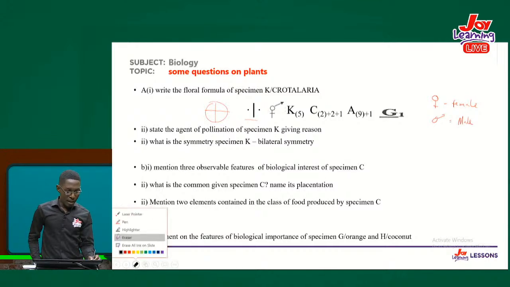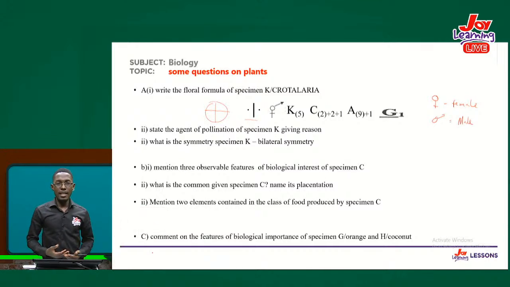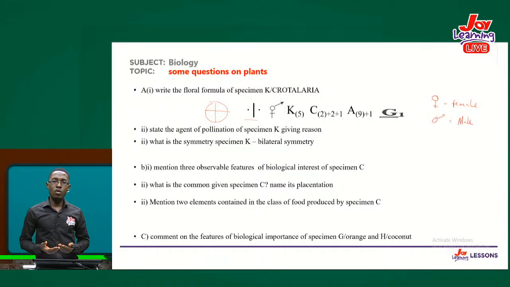Now for crotalaria, you go on to the calyx, K. That's the outer, or we could say the sepals. They are five, and they are fused. Now you go to the corolla, that's the petals. There are five petals of three different sizes. Two of them are the same, another two are the same, and one is very big. So you show it with plus signs.